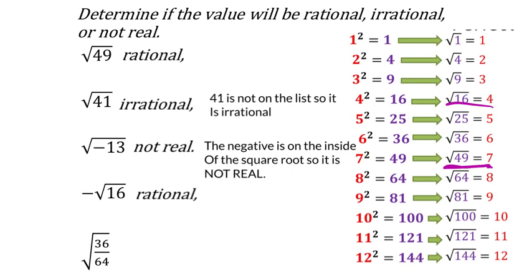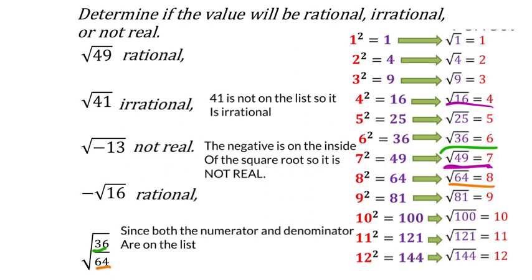Now this last one here is the square root of a fraction. If you have a square root of a fraction, that's okay. You just have to look at the numerator and denominator separately, which we'll talk about. I'd say 36, is that on the list? It is, so that's going to check off. The 64, is that on the list? Yeah, we've already seen that one right there. Since both are on the list, this would be considered rational.